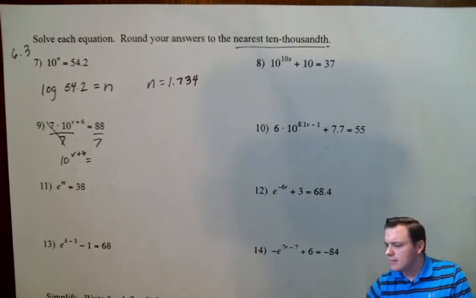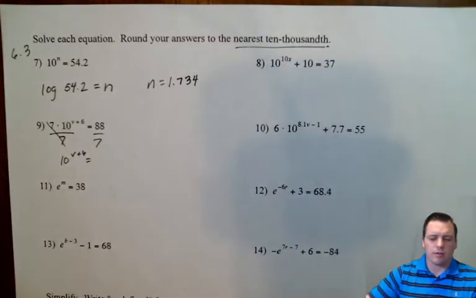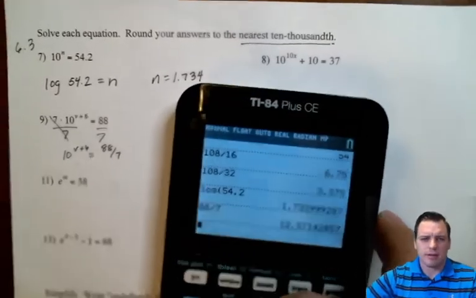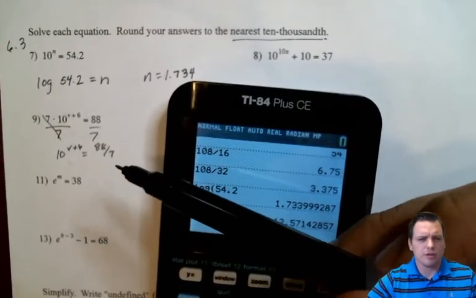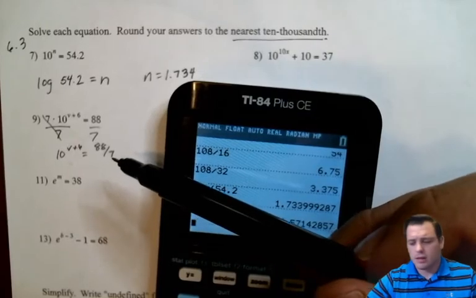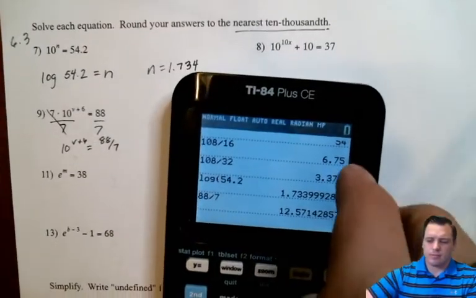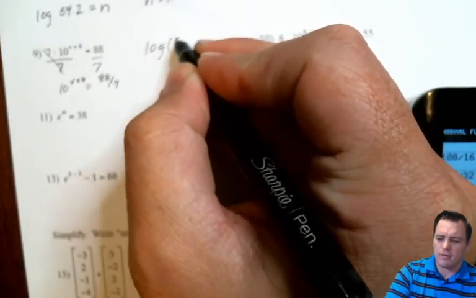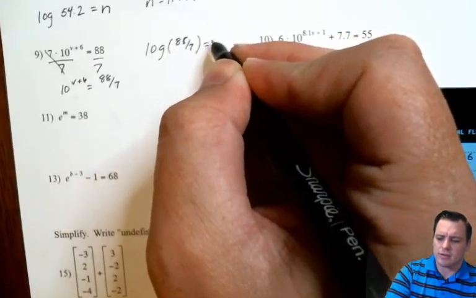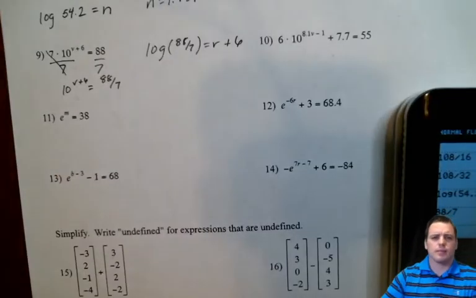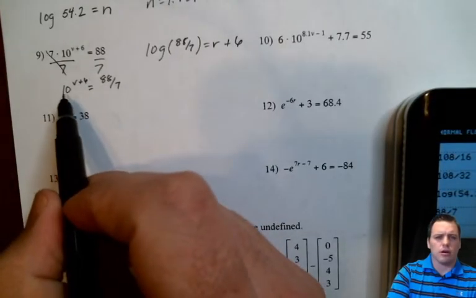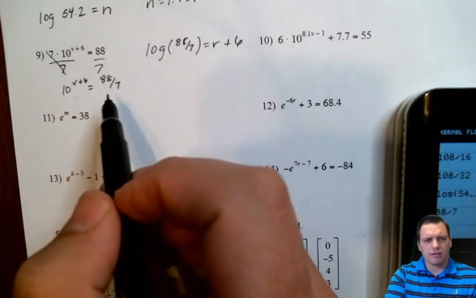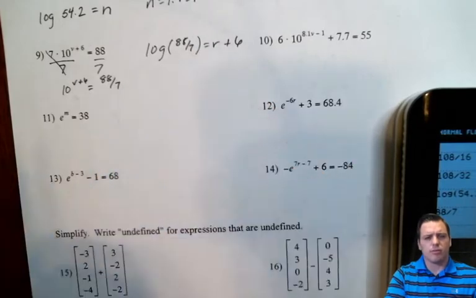88 divided by 7. Now, again, this is where we talked about how you don't want to type this long decimal in right there, because you know what you're going to do from here. Once we got this, it would go like this: log of 88 over 7 is equal to r plus 6. Your log takes care of this 10, and it's just the log of this right here is equal to r plus 6.